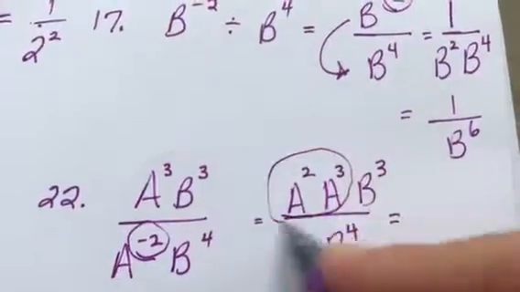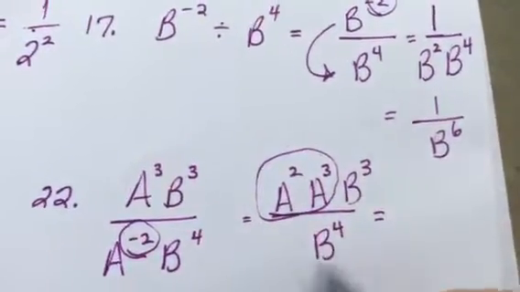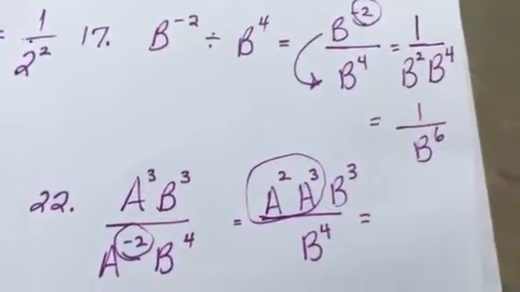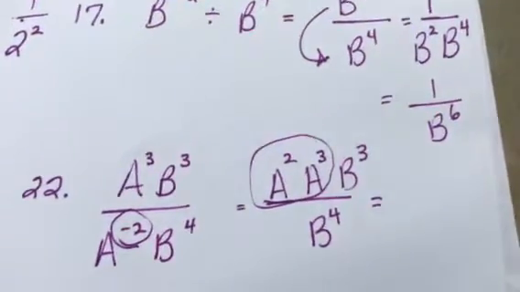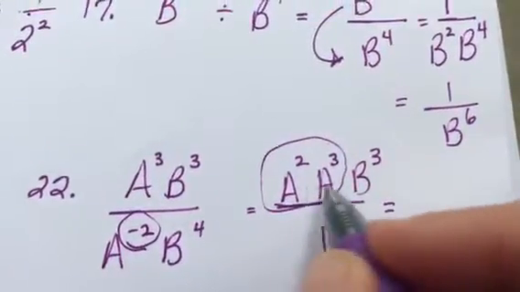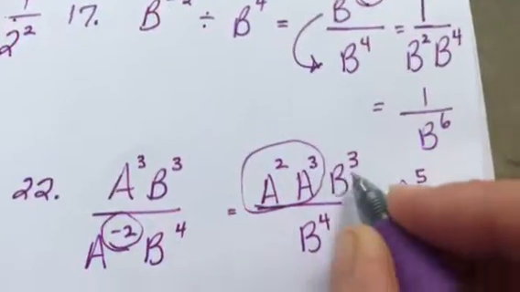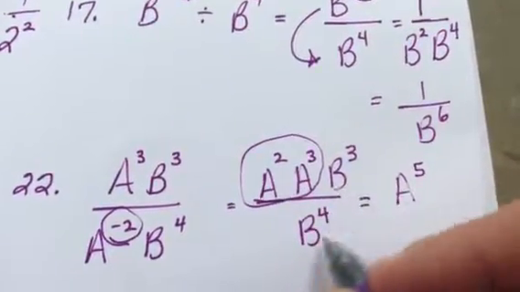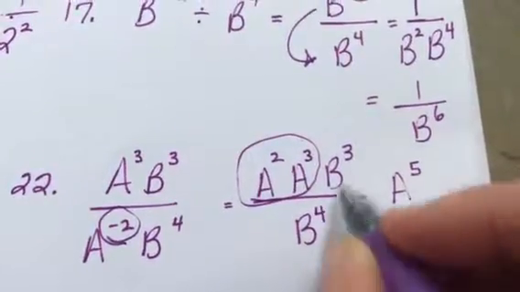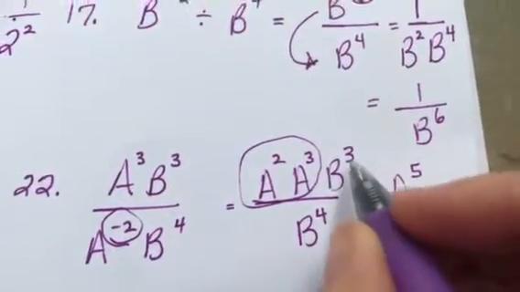Okay, if they're all sitting on the top, or if they're all sitting on the bottom, like right here, that means you're multiplying. They don't have to sit beside each other. But if they're on the top, that means I'm multiplying, so I'm going to add my exponents. So I have a to the fifth. Here I have one on the top and one on the bottom, which means I'm dividing, so I'm going to be subtracting my exponents.